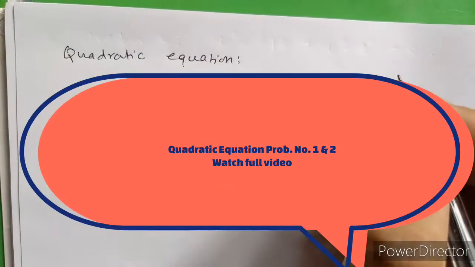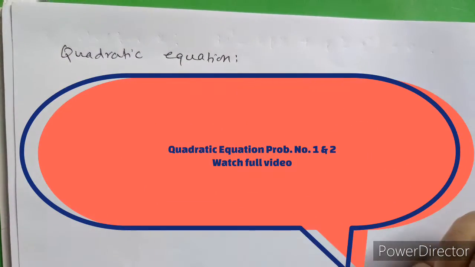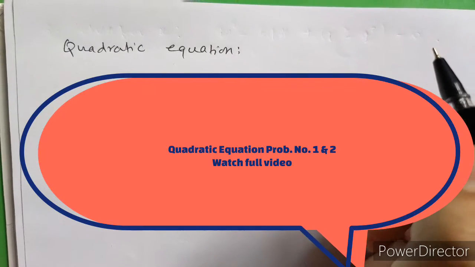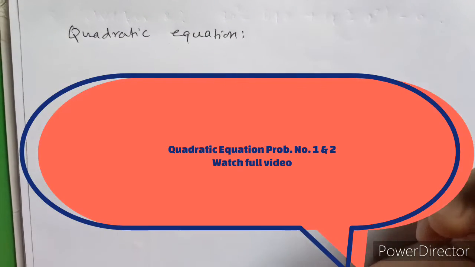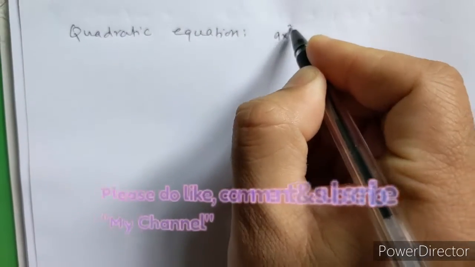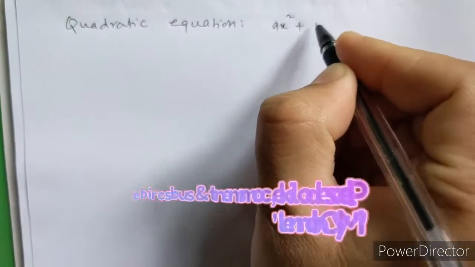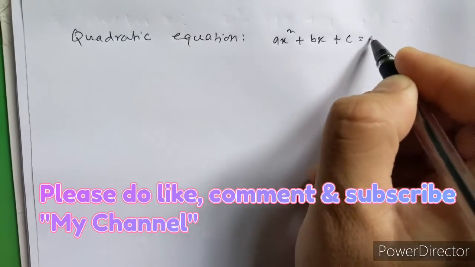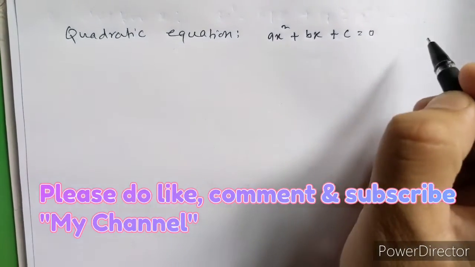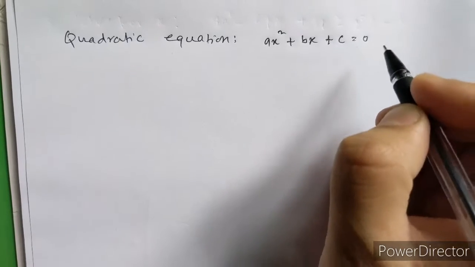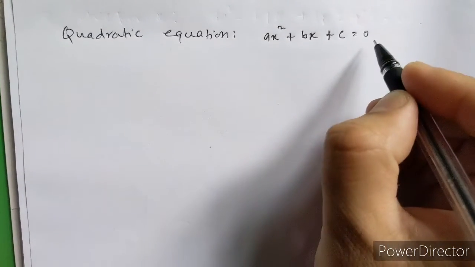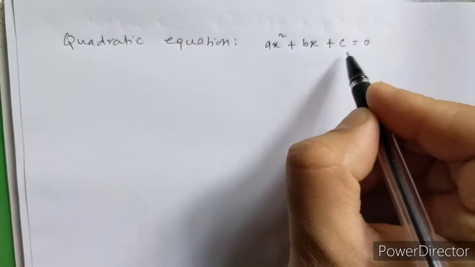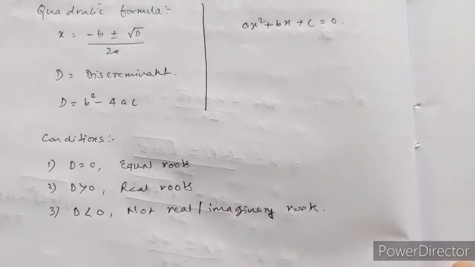Once again, welcome viewers. Today I am going to discuss the quadratic equation. Any equation which is found in this form, we can call a quadratic equation. This is the general form of the quadratic equation: ax square plus bx plus c is equal to 0.